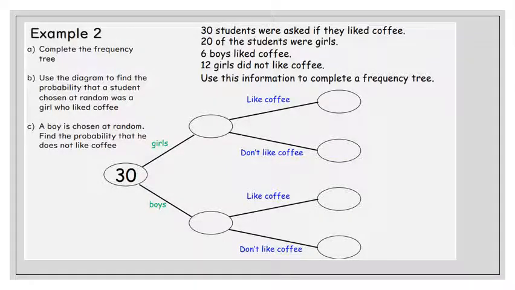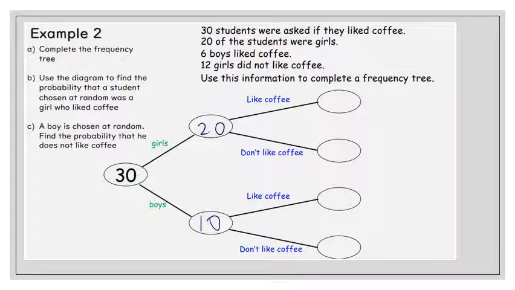So we've got an example that looks like this. The main thing to note is that we write numbers instead of probabilities in these circles. So we've got 30 boys and girls all together, so 30 students. Now what's important is we can use the information that we've got to fill in the frequency tree. So we've got 30 students like coffee, 20 were girls. So we can straight away go in here and write 20 were girls. Now we know that there's 30 people that we're splitting up, so there must be 10 that were boys.